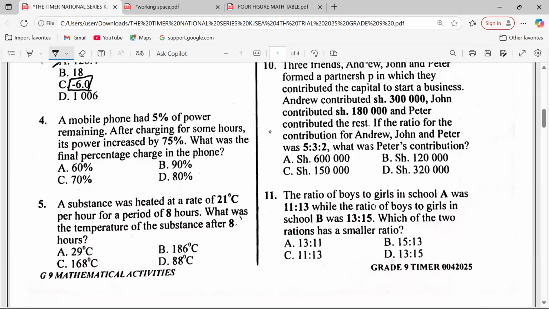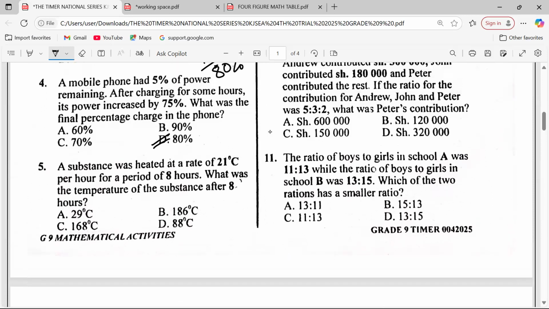Okay, number 4. A mobile phone had 5% of power remaining. After charging for some hours, its power increased by 75. What was the final percentage charge in the phone? It was already at 5 and it's increasing by 75. So it became 80%. Option D is the most appropriate.